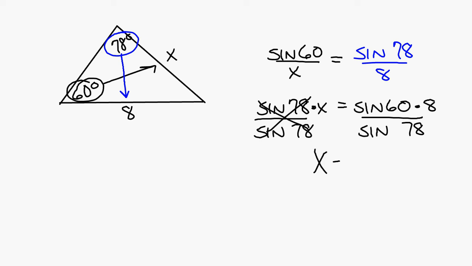let's see, probably the most difficult thing is going to be getting it into the calculator correctly. So sine 60 times 8 equals, and then divided by sine 78. And 7.083, which is 7.1. Anybody else get that?